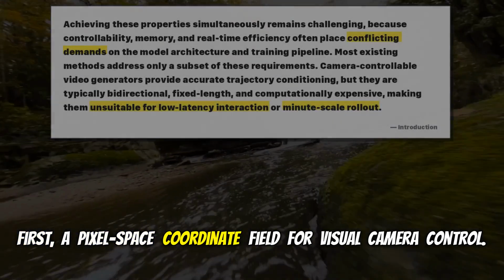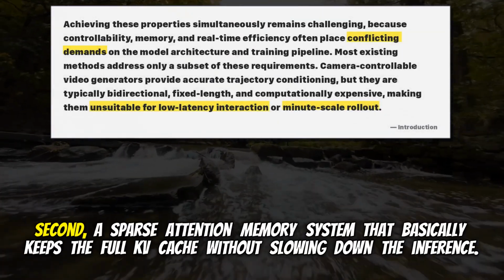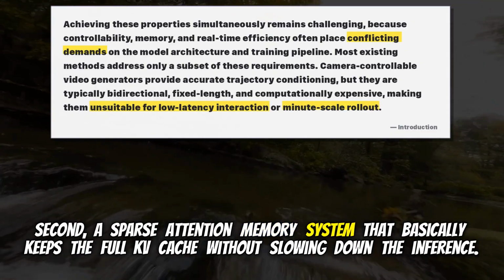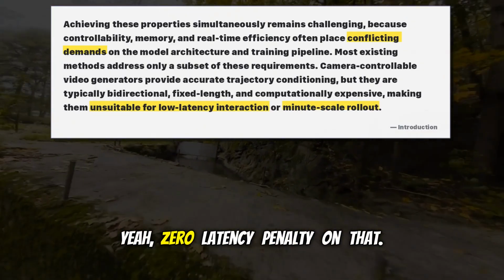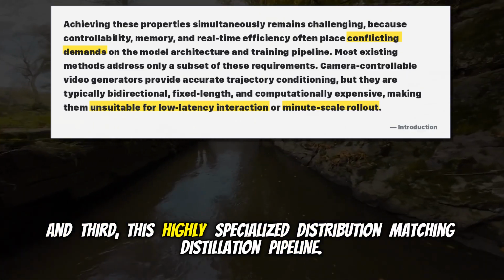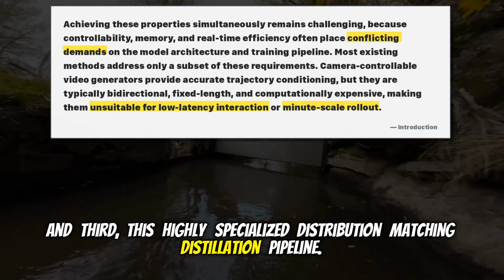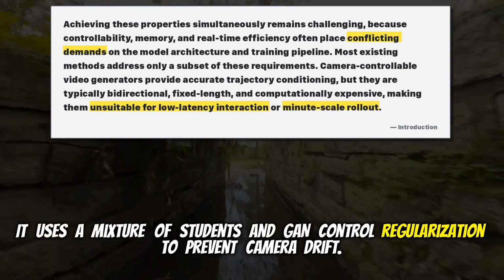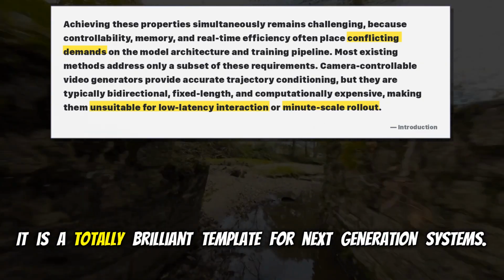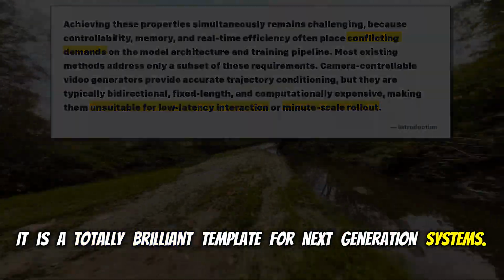First, a pixel space coordinate field for visual camera control. Second, a sparse attention memory system that basically keeps the full KV cache without slowing down the inference. Yeah, zero latency penalty on that. And third, this highly specialized distribution matching distillation pipeline. It uses a mixture of students and Jan control regularization to prevent camera drift. It is a totally brilliant template for next-generation systems.